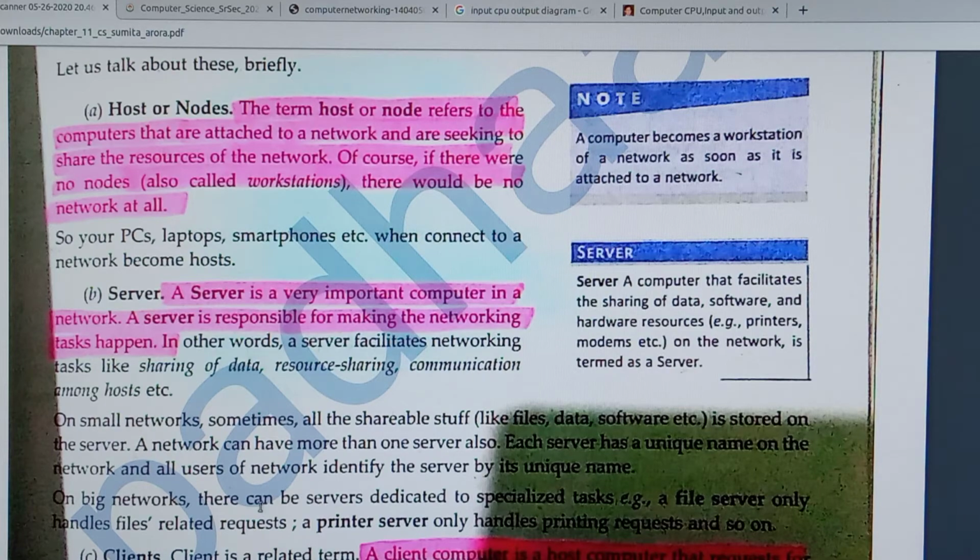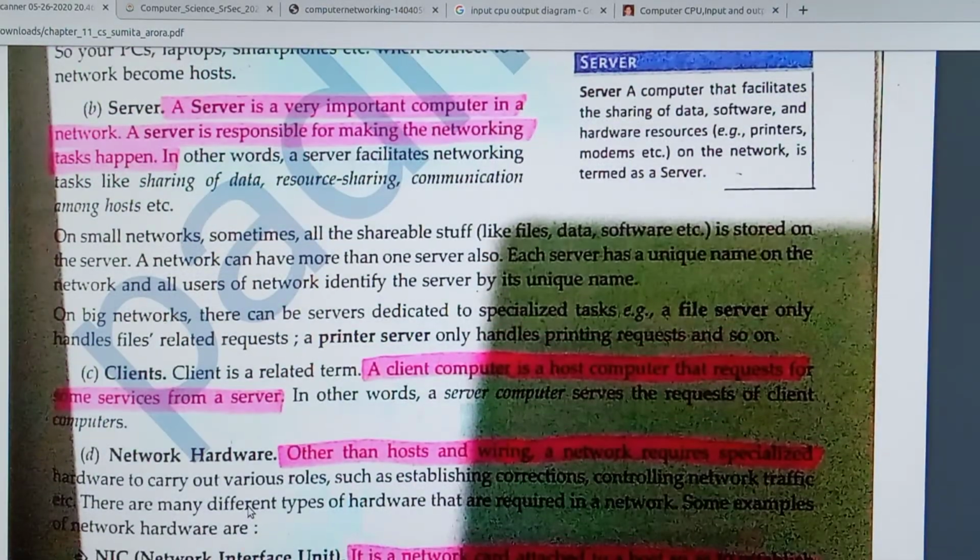So the next component is the client. Here I already told you that in a network, some computers are clients and some are servers. A client computer is a host computer that requests some services from a server. It is a normal computer that is requesting those services from the server. In other words, the server computer serves the request of the client computer. So it works in a client-server manner. The client makes the request and the server satisfies the request. So this is called a client.